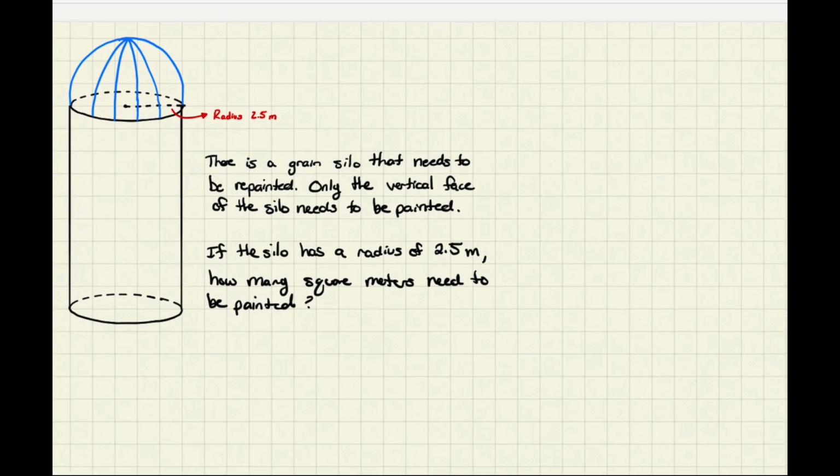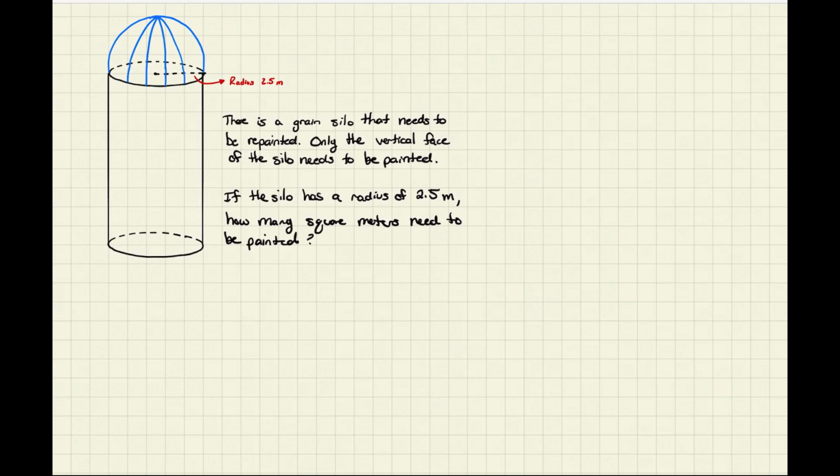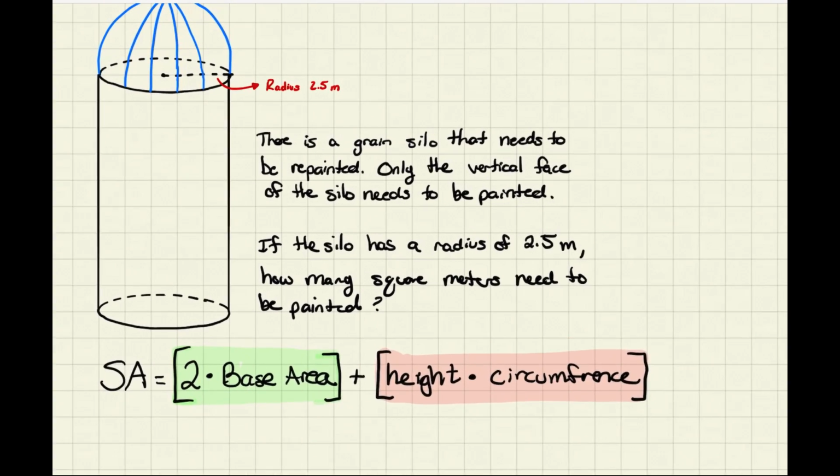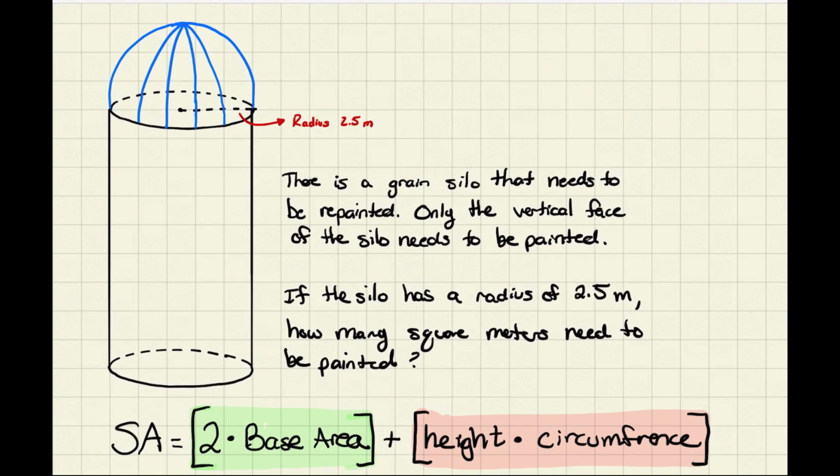And we're going to come over here to this particular problem, like so. Let's go ahead and read. There is a grain silo that needs to be repainted. A grain silo is a place where farmers store lots of grain, oftentimes corn, and it can dry and be in that silo so that farmers can sell it as it's needed.